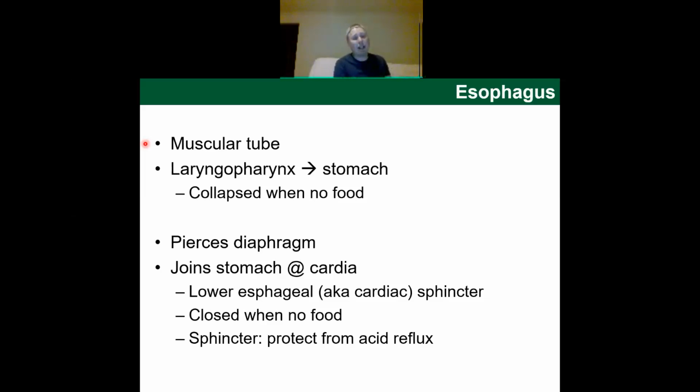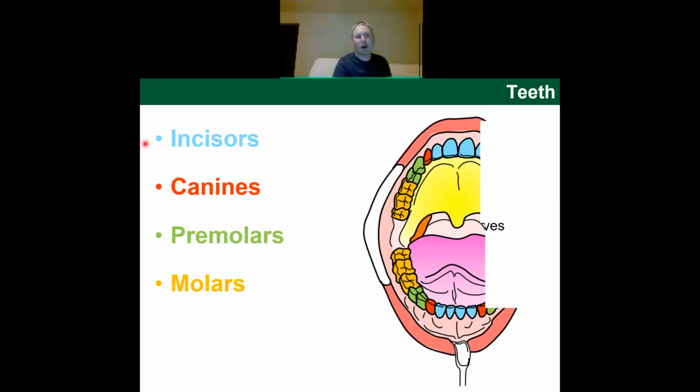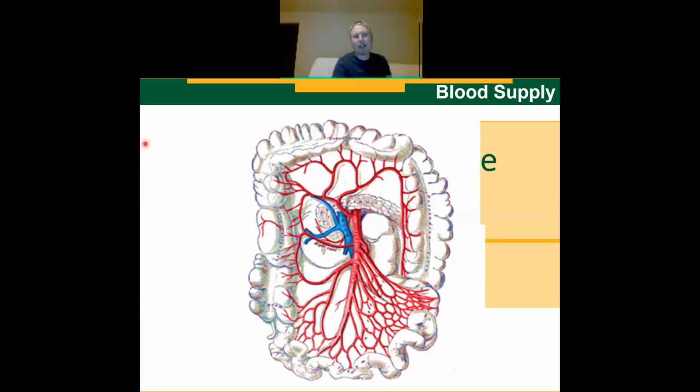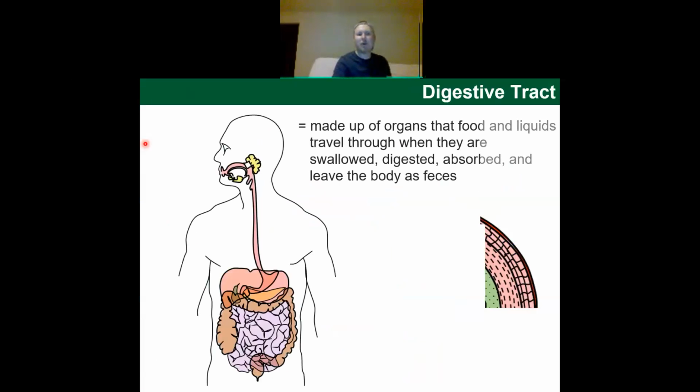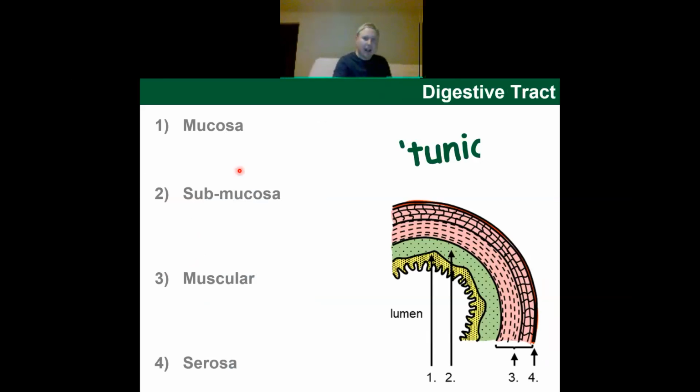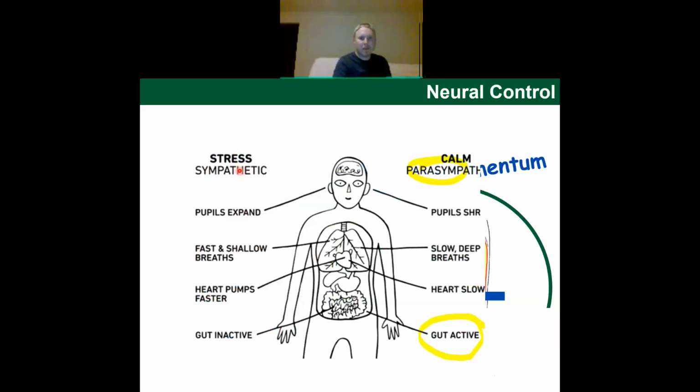What is interesting, though, is since it is a muscular tube, it moves the food using peristalsis, that movement that we saw earlier on. I don't know, I might have to go quite far back. This movement here, the wave-like movement of food along the digestive tract. So your esophagus moves material using this peristalsis because it is a muscle tube.